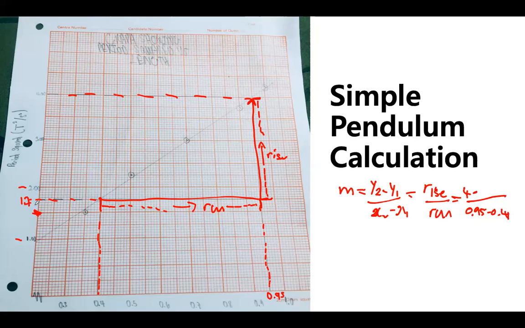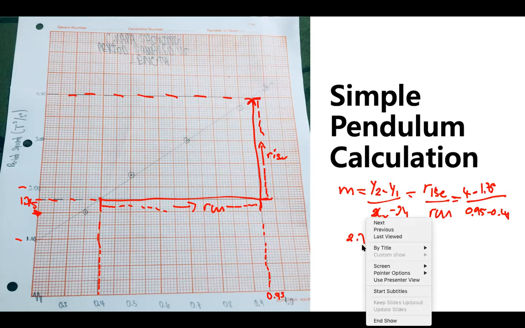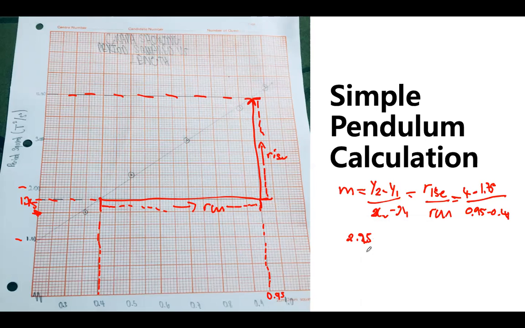Somebody else take out their calculators and just work through this again. 1.75. So what are we getting for the rise? So 4 minus 1.75, what are we getting? 2.25. Over, what are we getting here? 0.55. So are we understanding a little better now?